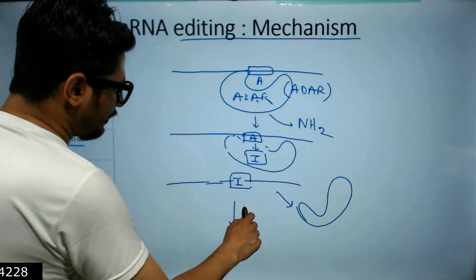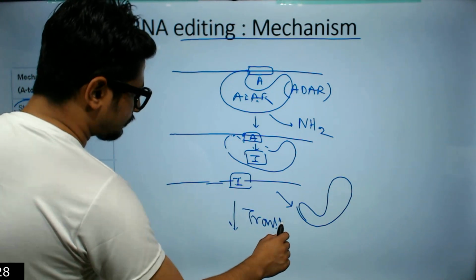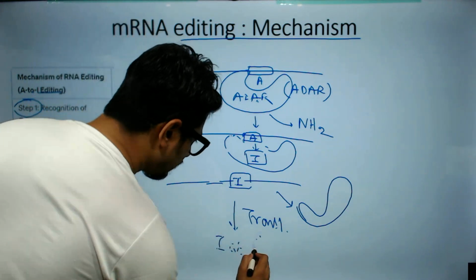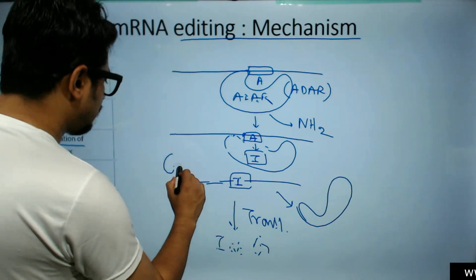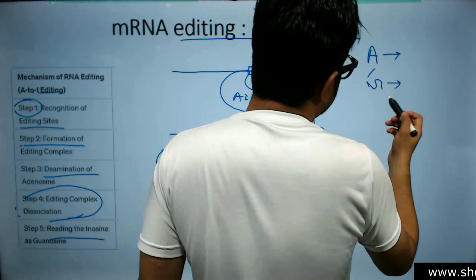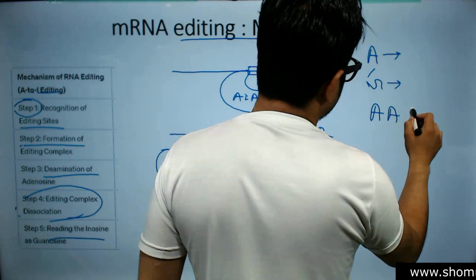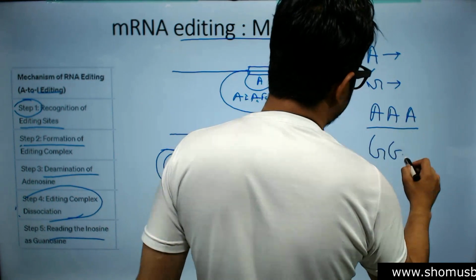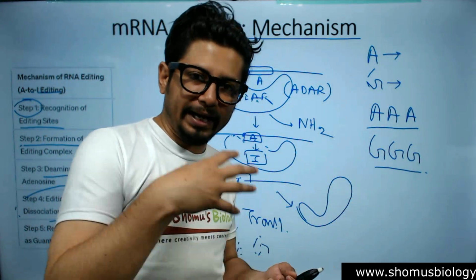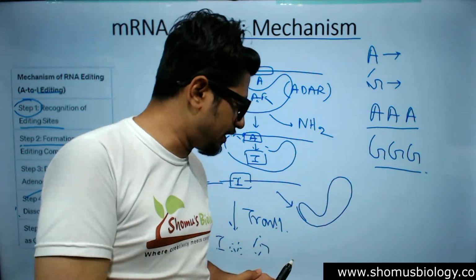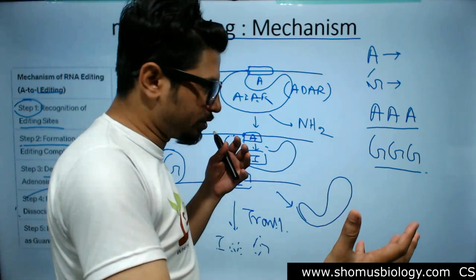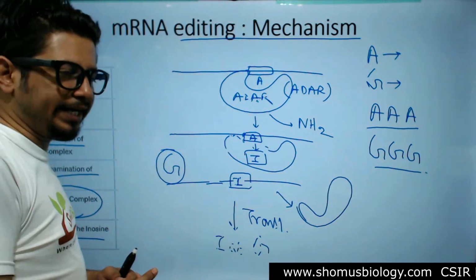So when they read it during translation, they'll read inosine as guanosine. So earlier it was A, but now it will be read as G. So let's say if the sequence is something like this, it will now be read as this. Okay, a simple change of the reading frame, the way the nucleotide sequence is read during translation, and due to this change in nucleotide being read during translation, we have a different variety of proteins produced from the same stretch of RNA which was present earlier.